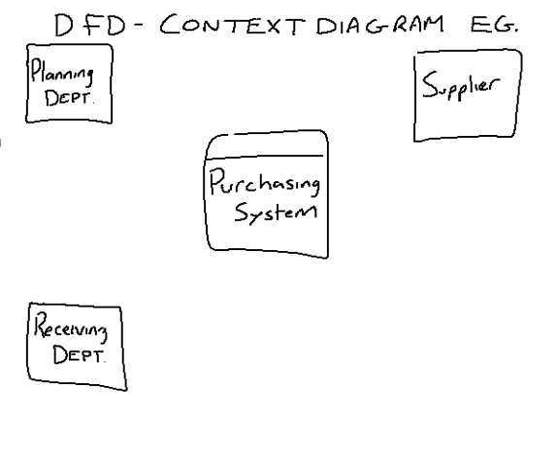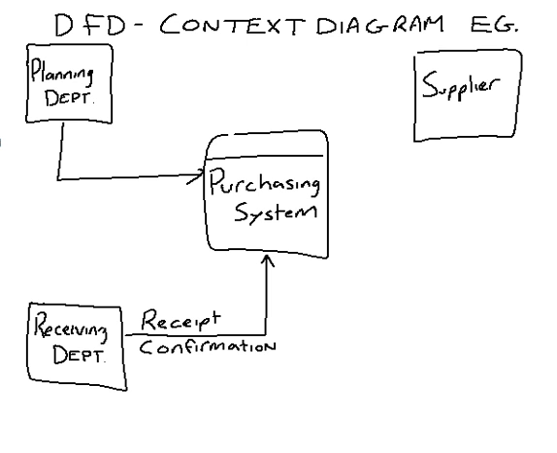After the first two steps have been completed, the third and final step is identifying your data flows. So in this case here, we'll identify a data flow from the receiving department to the purchasing system named receipt confirmation. We can identify another one from the planning department going to the purchasing system named material requirement.